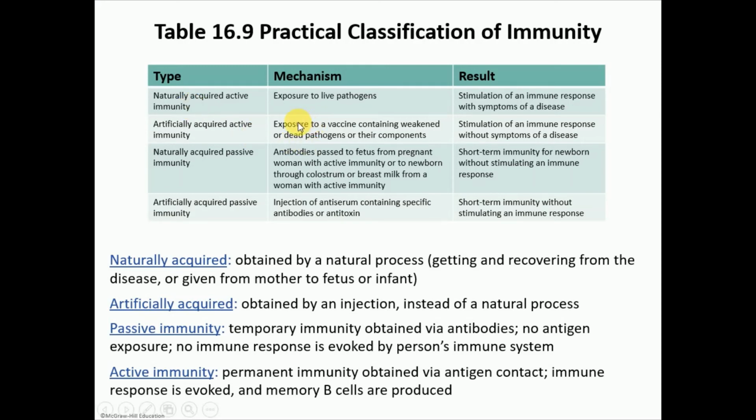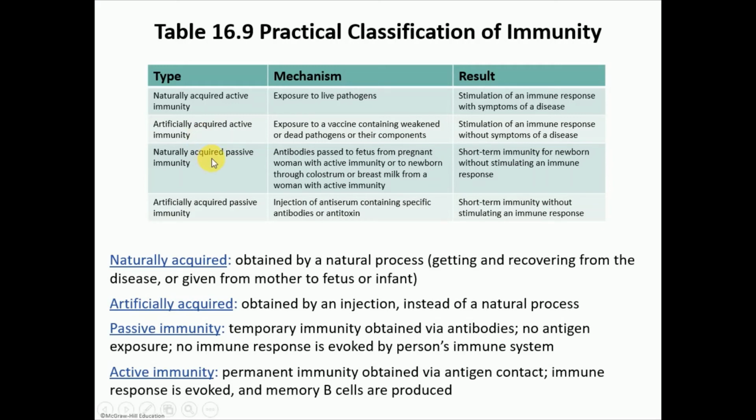You could have the exposure to the vaccine. So a person gets the weakened or attenuated form of the measles in the form of an injection, but they do not get sick, yet they are also stimulating their immune system, but without getting the symptoms of the disease. That is known as artificially acquired active immunity.